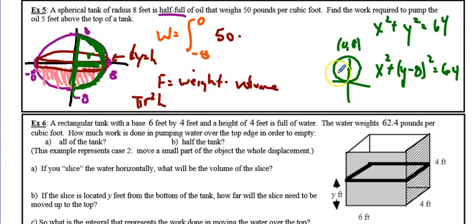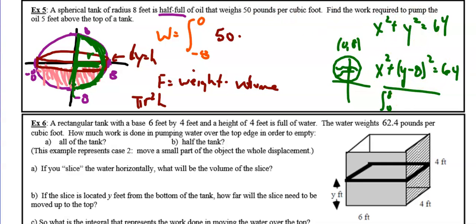And remember, we want to solve for x. This is a lot more complicated, but you can absolutely do it this way. If you use this equation, then you would integrate from 0 to 8, because it'd be half full. But I'm not going to do that because I think this is more complicated.